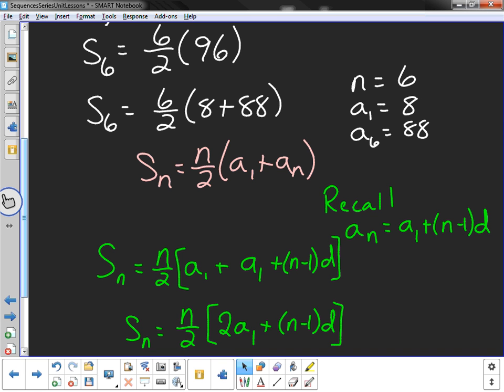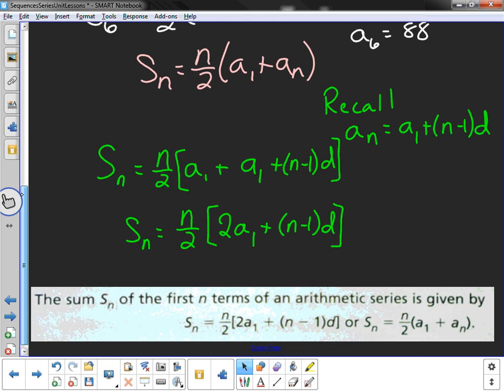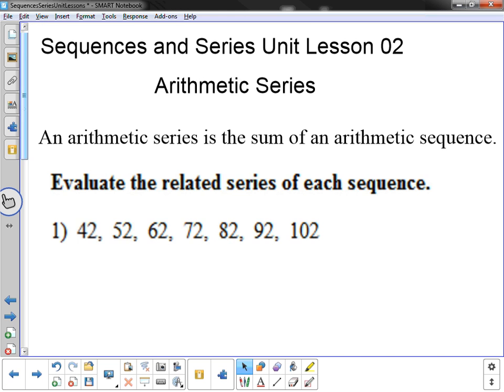So here I have two different formulas that could help us. In the top formula, I need to know what the first term is, what the last term is, and how many terms. And for the bottom one, I need to know how many terms, what the first term is, and what the common difference is. Now, if we were looking in a book, it would have written it out like this and just told us, here are your formulas. They're the exact same as the ones we just figured out. So let's go back to this.